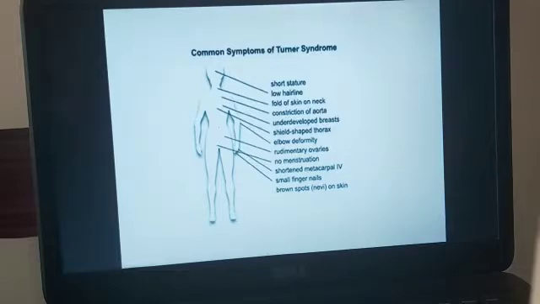Now these females, they are short in stature or height, low hairline, fold of skin on neck, constriction of aorta, underdeveloped breast, and the thorax is having a typical shield shape. Elbow deformity is usually seen. The ovaries are non-functional or rudimentary. That's the reason why these females do not have any kind of menstrual bleeding or menstrual cycle. Shortened metacarpal, small fingernails, and there can be brown spots on the skin.